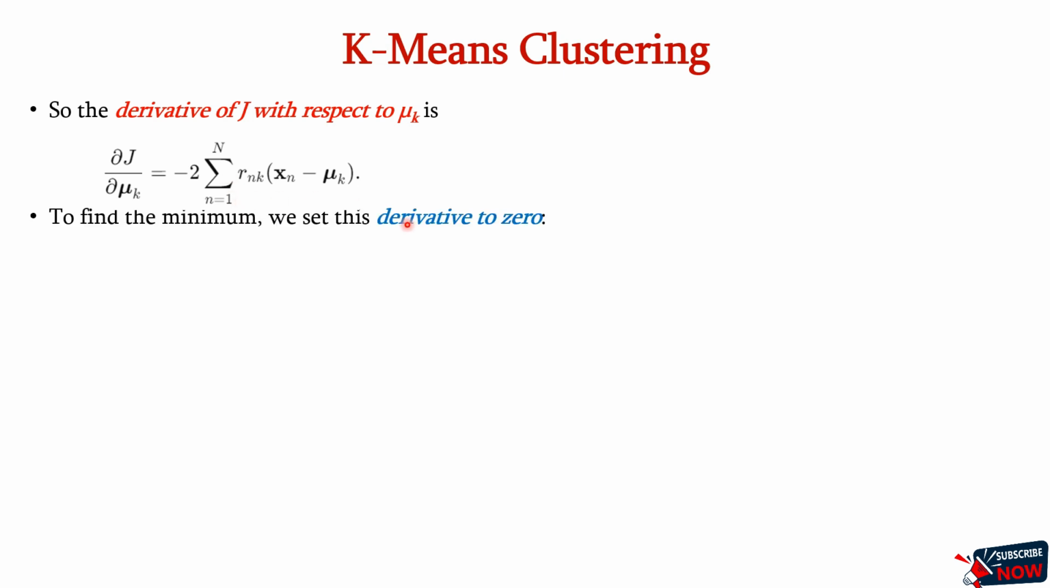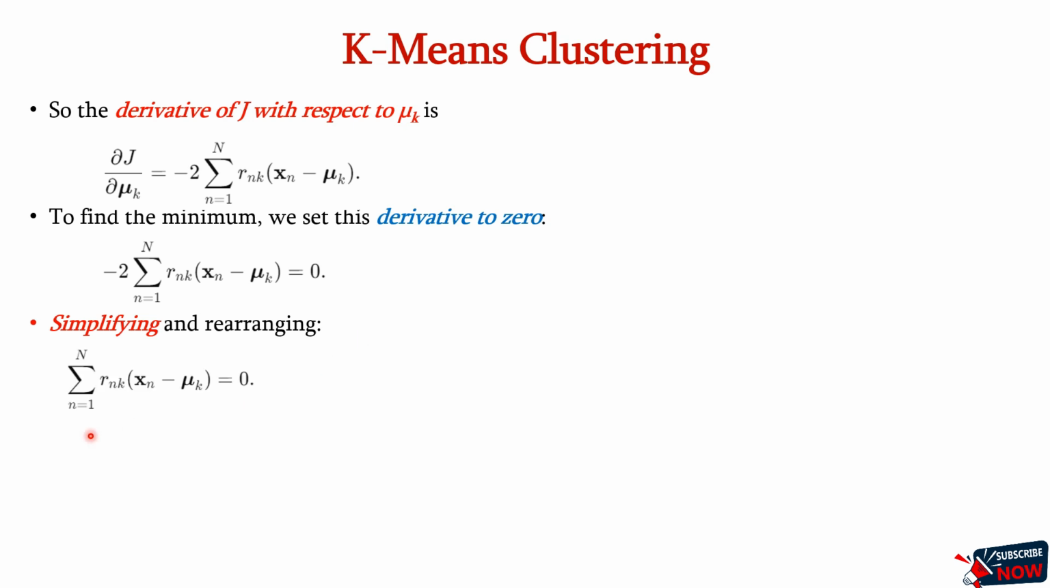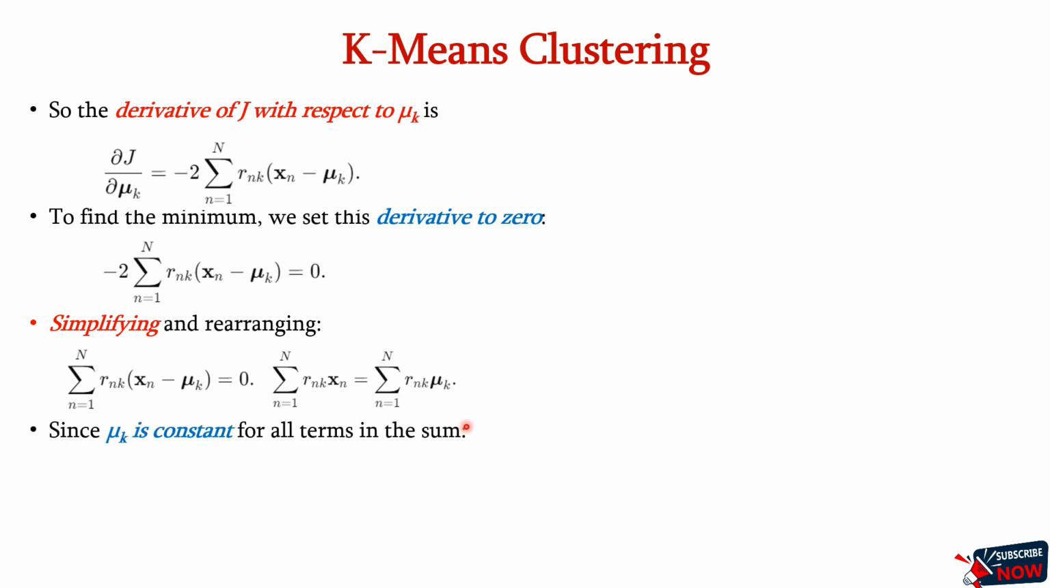To find the minimum, we can set this derivative to 0 as mentioned here. Further, we can simplify this equation by dividing both sides by minus 2. So this can be written as summation of n equal to 1 to N r_nk into xn minus mu k is equal to 0. Further, we can multiply these terms and express it as summation of n equal to 1 to N r_nk into xn. We can take this r_nk into mu k to the right side. So it becomes equal to summation of n equal to 1 to N r_nk into mu k.